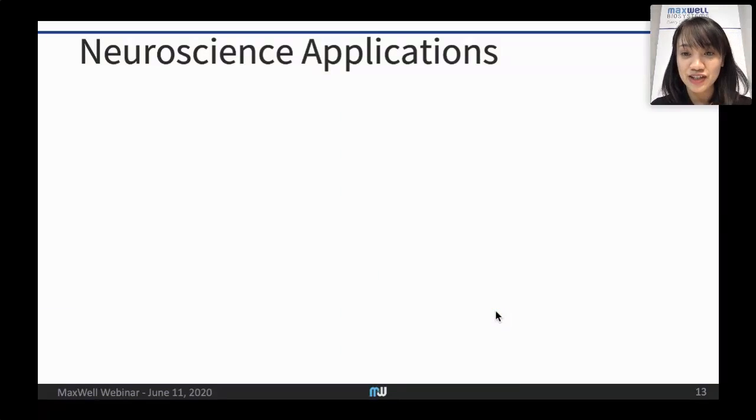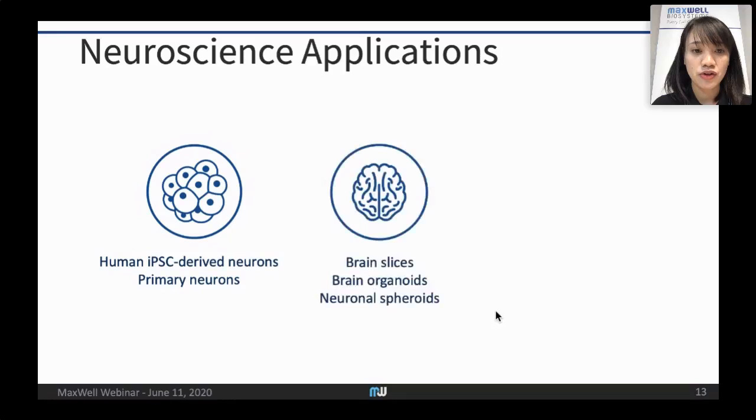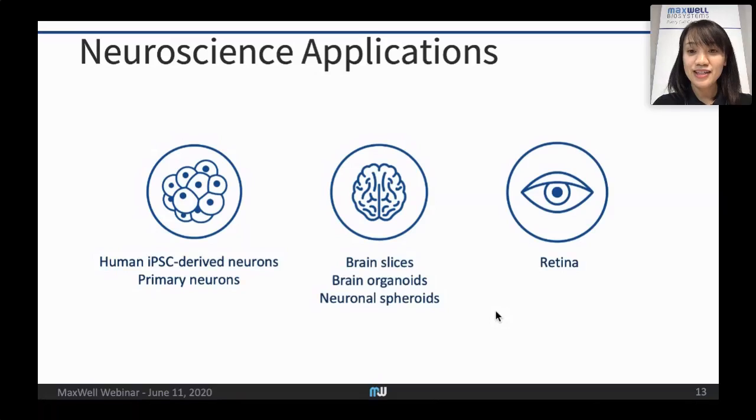So what are the applications of our systems? 2D cultures, such as those using human iPSC-derived neurons and primary neurons. Tissues, such as brain slices, brain organoids, and neuronal spheroids. And retina. So this is our main focus for today, the application of our high-density microelectrode arrays for retinal applications.